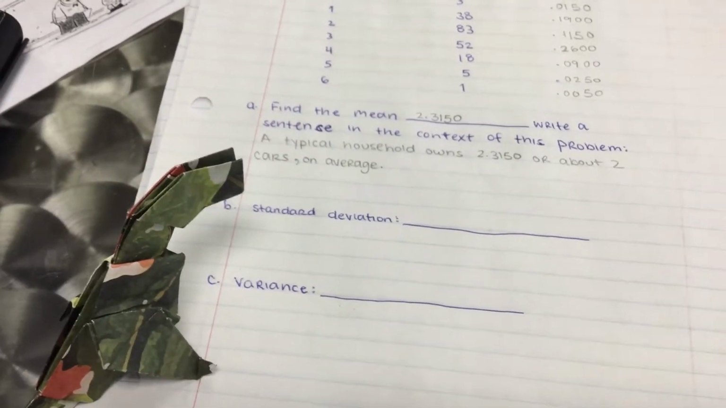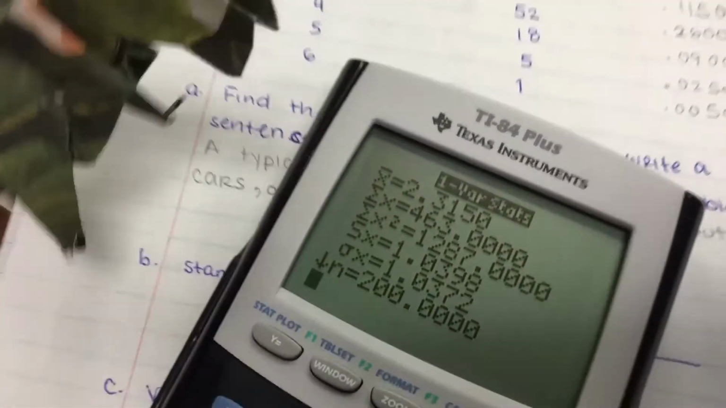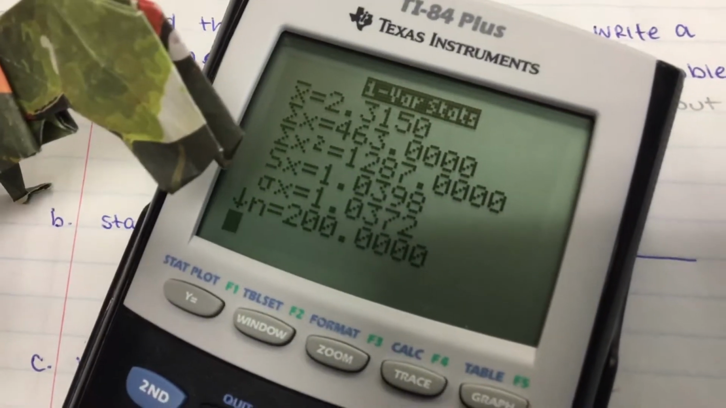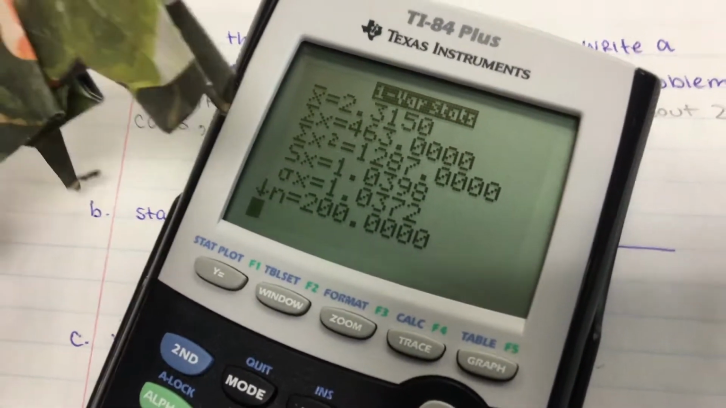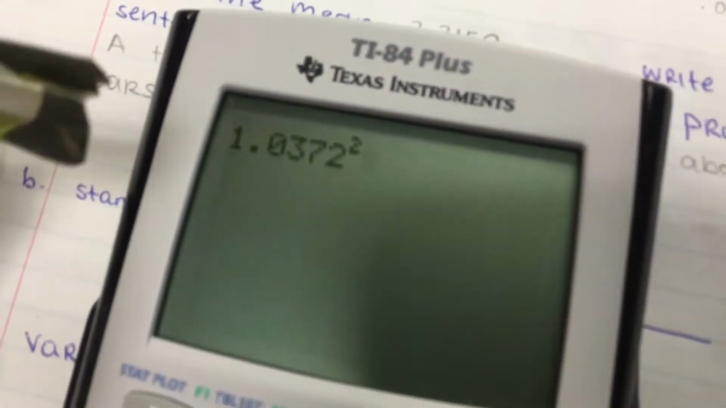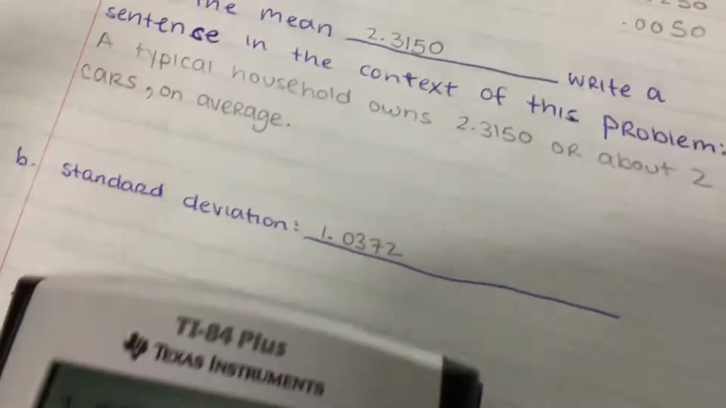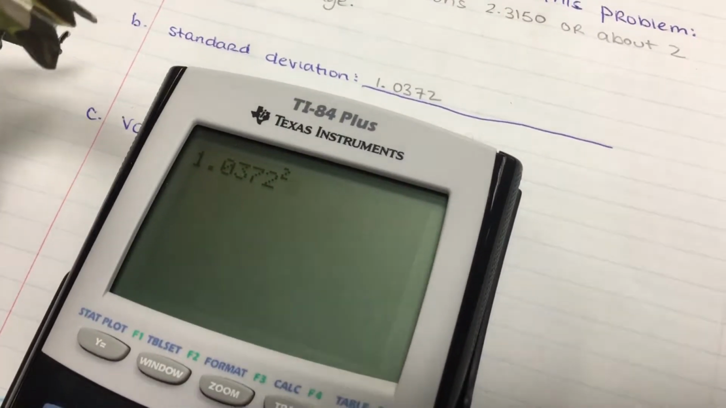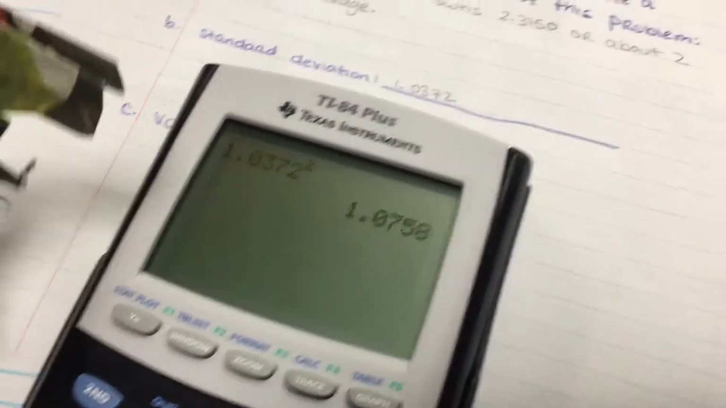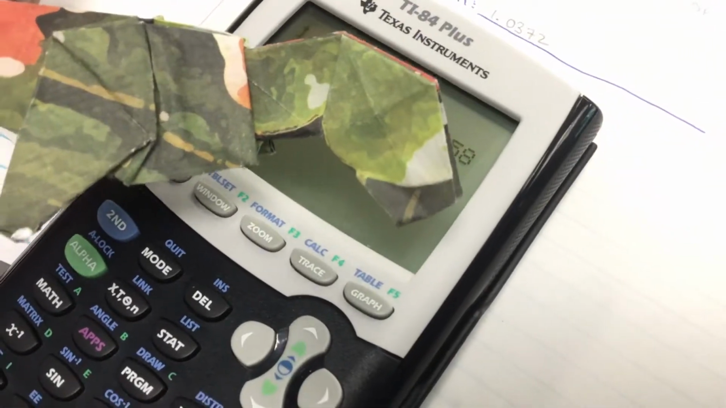Okay, so question B asks us for the standard deviation, so if you go to your calculator, standard deviation is the little swirly thing, which actually means population of X, and that is 1.0372, so that's your standard deviation. And for the last question, it asks for the variance, which is just the standard deviation squared. So again, if you put your calculator out and you type in the standard deviation, which is 1.0372, and you square it, it equals 1.0758, and that is your variance.